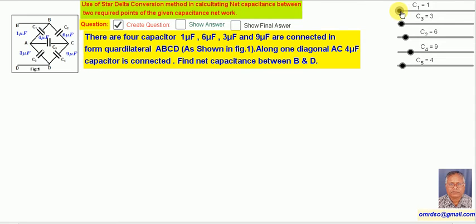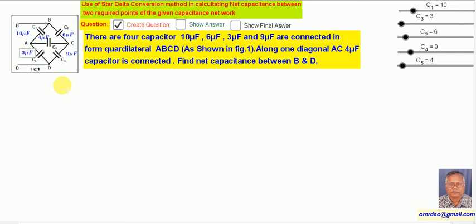Okay, I am making C1 as 2. Let me make it 10. I am just making it 10. You know it is not a balanced circuit. P upon Q is not equal to R upon S, so it is not balanced. So how you can get the net capacitance between B and D, that I am going to explain.